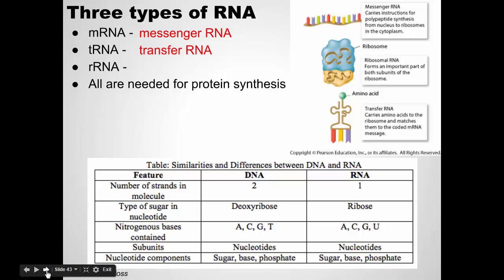Transfer RNA's job is to latch on to amino acids, the correct amino acid, and bring them to the ribosome so that they can be linked together to form a protein. And then the third type is ribosomal RNA, which is what the ribosome is actually made of. The ribosome, which we talk about as a cell structure, is made of RNA. And this is what actually puts together the proteins and links them together. So those are the three types of RNA, and they all work together to make proteins.